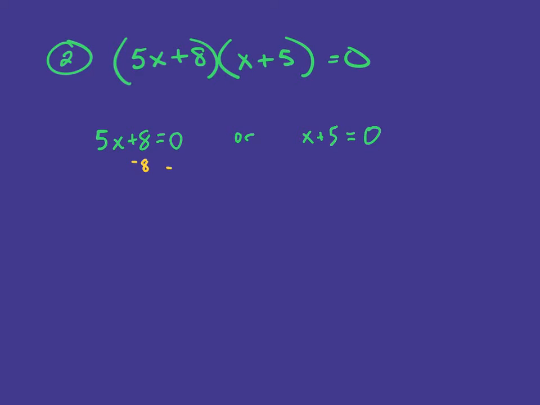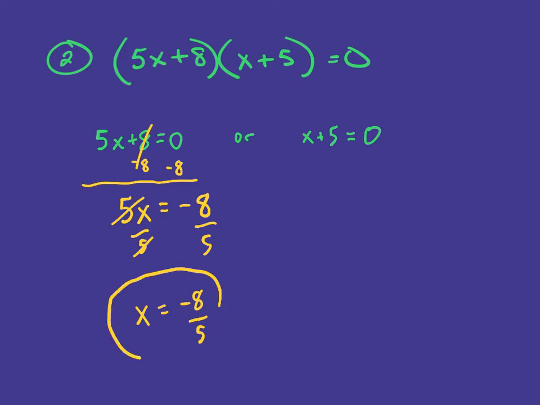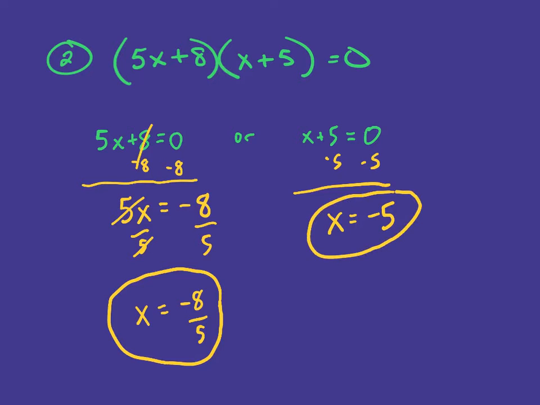We subtract 8 to get rid of the 8, and that leaves 5x on the left equal to negative 8, and then divide 5 to get the x by itself. So x equals negative 8 over 5. Don't put that as a decimal, just as a fraction reduced. And then on the right, subtract 5. X equals negative 5. So two answers on these.